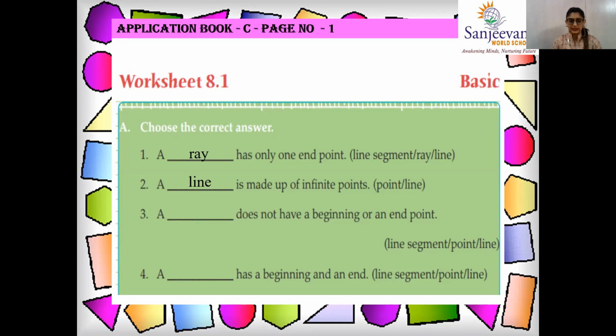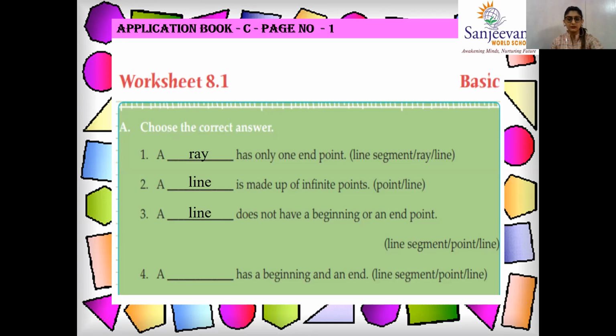Third fill in the blank: a dash does not have a beginning or an end point. The options given to us are line segment, point, or line. What do you think out of these three options is the correct answer? Correct. A line does not have a beginning or an end point.